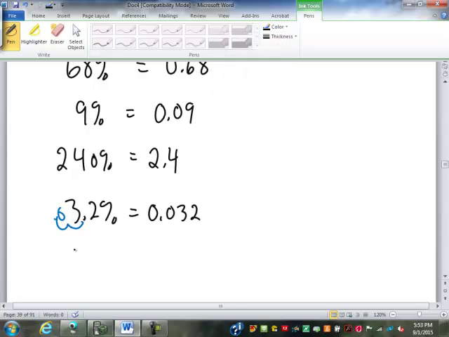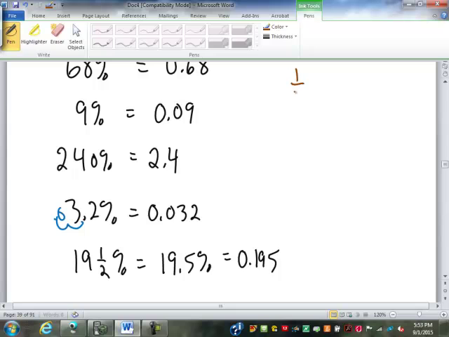How about 19.5%? If we make it 19.5, it's still a percent. The decimal still has to move 2 spots to make it 0.195.